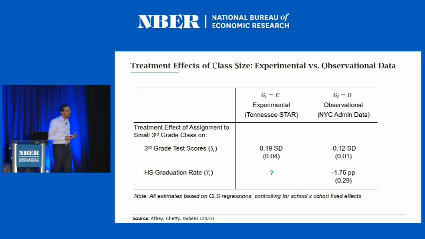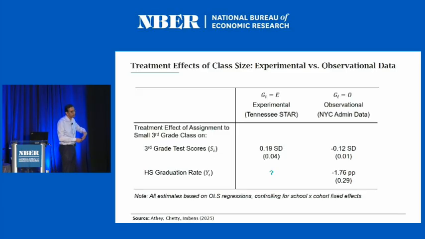And there are a series of well-known papers going back to work by Alan Krueger and others showing that kids who were randomized to small classes in elementary school in Tennessee STAR had higher test scores. So for instance, if you were assigned randomly to a small class in third grade, at the end of third grade, you scored about 0.2 standard deviations higher on your end of third grade test scores. So that is known in the experimental data.